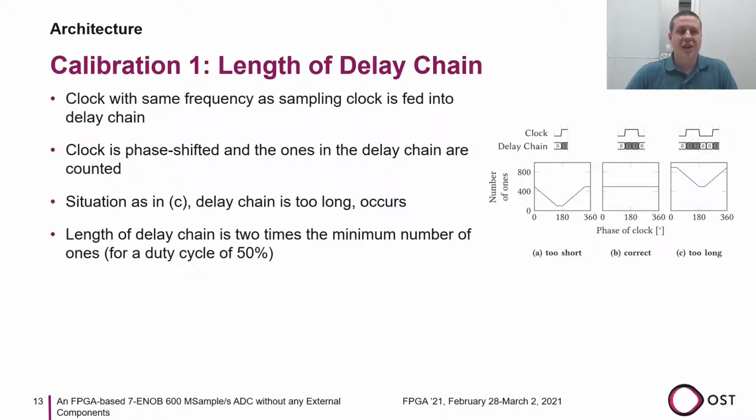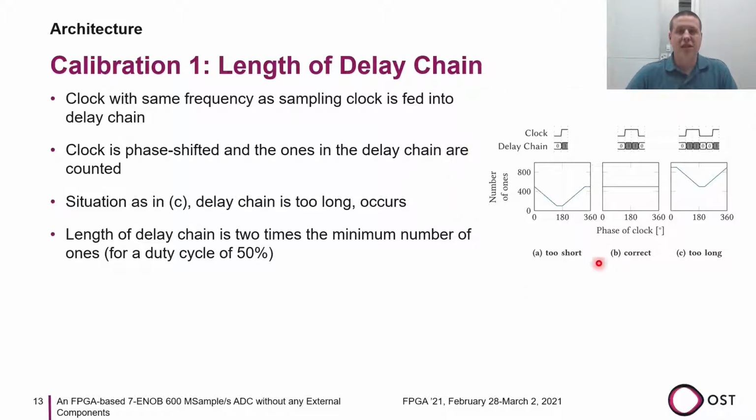The first calibration is used to determine the length of the delay chain. That means it must be identified how many delay elements correspond to one sampling clock period. To determine this length, a clock with the same frequency as the sampling clock is fed into the delay chain. This clock is phase shifted multiple times, and the ones in the delay chain are counted for each phase shifted clock. This results in one of the situations as shown in the image.